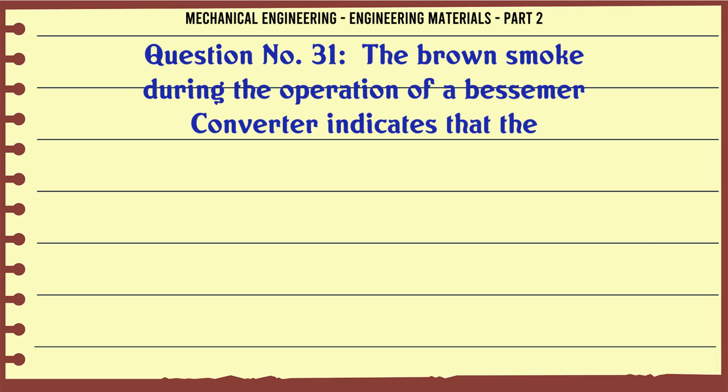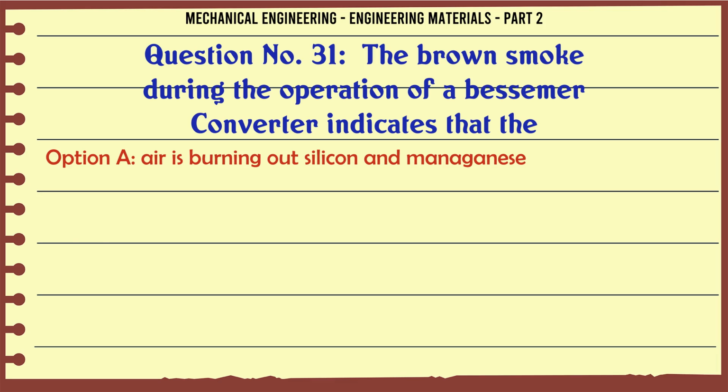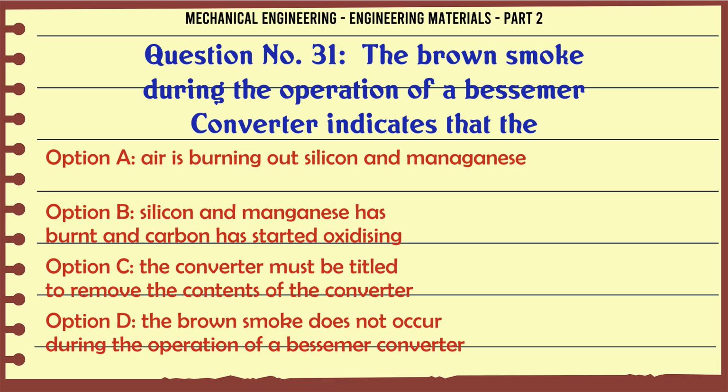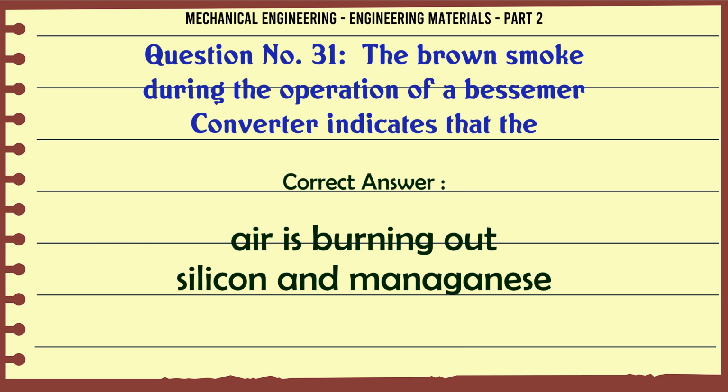The brown smoke during the operation of a Bessemer converter indicates that the A. air is burning out silicon and manganese, B. silicon and manganese has burned and carbon has started oxidizing, C. the converter must be tilted to remove the contents of the converter, D. the brown smoke does not occur during the operation of a Bessemer converter. The correct answer is air is burning out silicon and manganese.